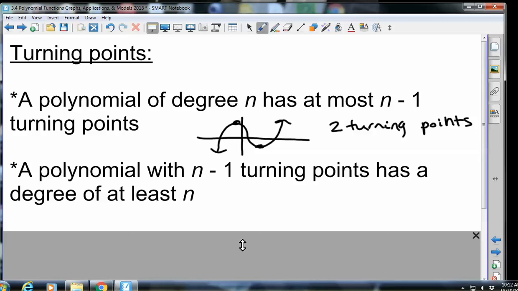All right, any questions on your turning points? So tomorrow we are going to talk all about graphing these things. I think this is really where I want to stop today.